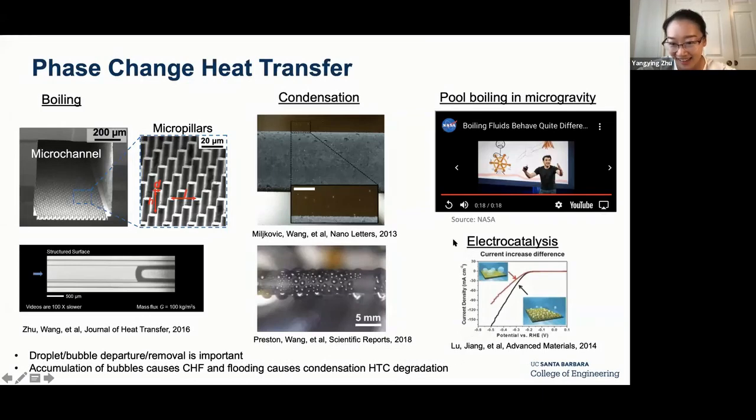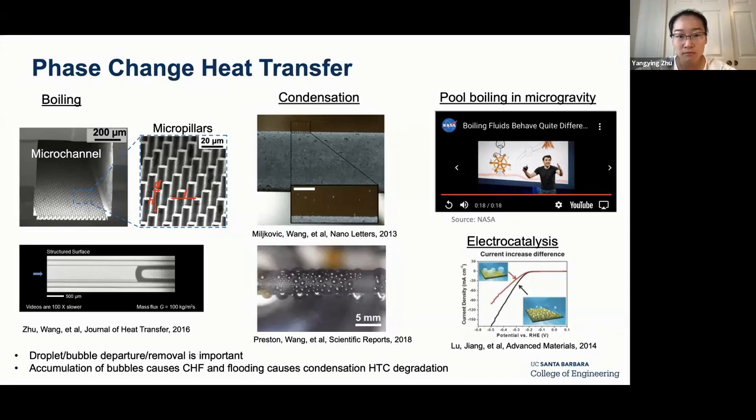I think this figure of merit in catalysis is really similar to the boiling curve, where you have a flux on the y-axis. The magnitude of that flux is what you're trying to maximize. And the x-axis is like the superheat. This is the potential, called the overpotential, the extra potential you need to pay compared to the thermodynamic potential. I think this is really interesting, but you can see again in all these systems, being able to depart bubbles or remove droplets is really important. This is what we want.